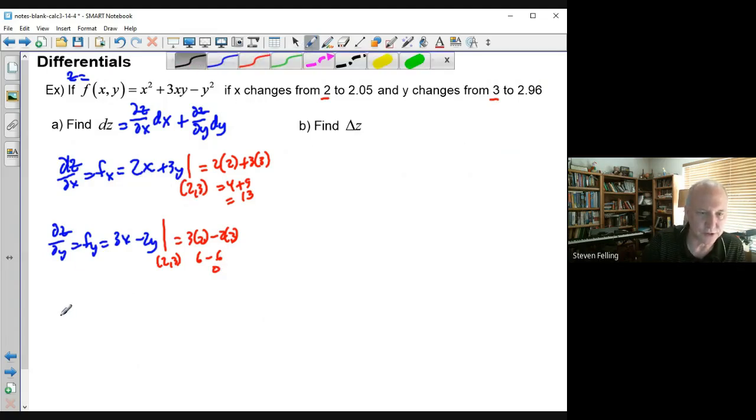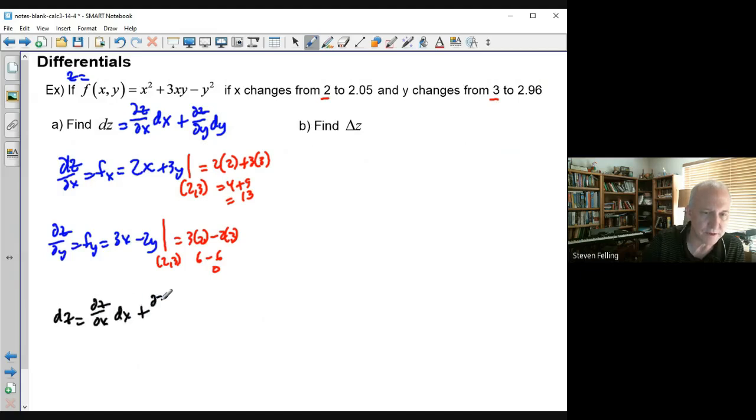So let me change colors. dz is equal to this derivative, right? Let me just write it again so I can write this below it. dz/dx dx plus dz/dy dy, okay? And this dz/dx, we evaluated and found that this was 13. That's the slope in the x direction. So how far have we moved in the x direction? Well, we moved from 2 to 2.05, so that's the difference.